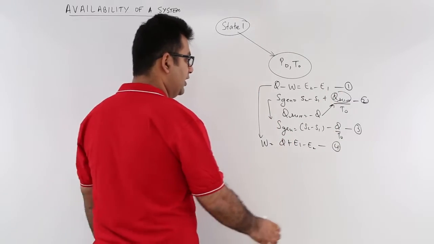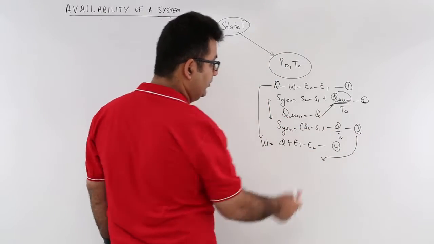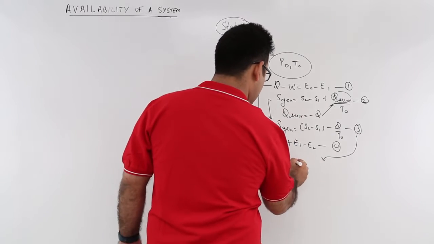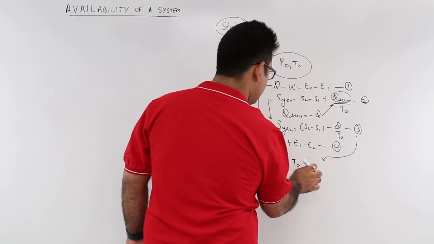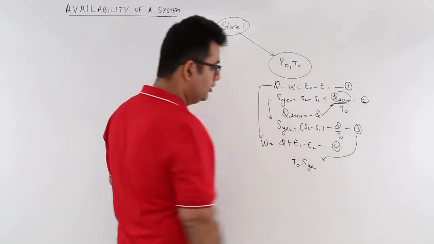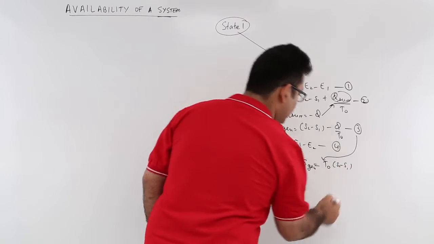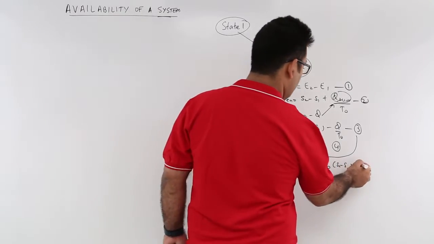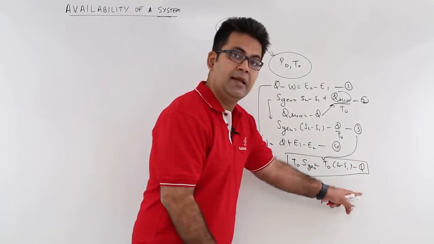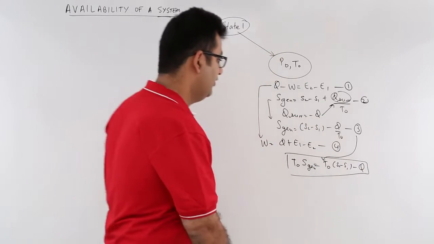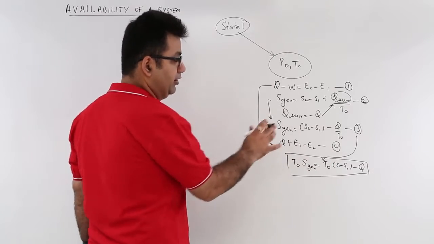Now as per the third equation, if you algebraically manipulate that, let's get the value for Q from there. Let's take T0 on either side. So T0 into the entropy generated, T0 S gen, is equal to T0 into S2 minus S1 minus Q. From this equation, let's find the value of Q.